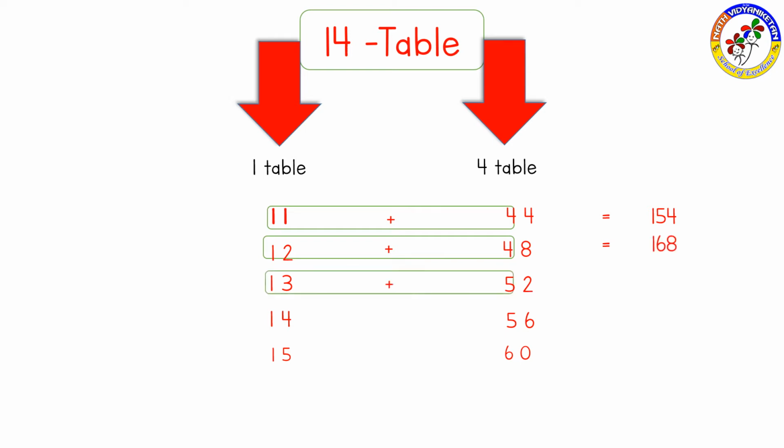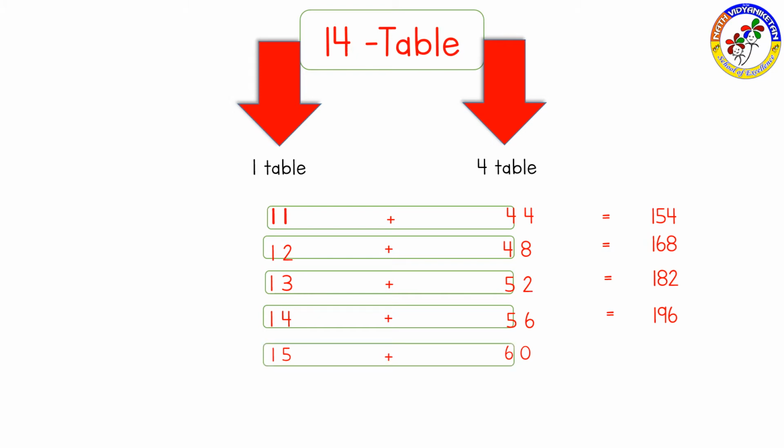Now 13 plus 5. 13 plus 5 is 18. And write 2 as it is. That is 182. Now 14 plus 5. 14 plus 5 is 19. And write 6 as it is. That is 196. Now 15 plus 6. 15 plus 6 how much? 15 plus 6 is 21 and write 0 as it is. That is 210.